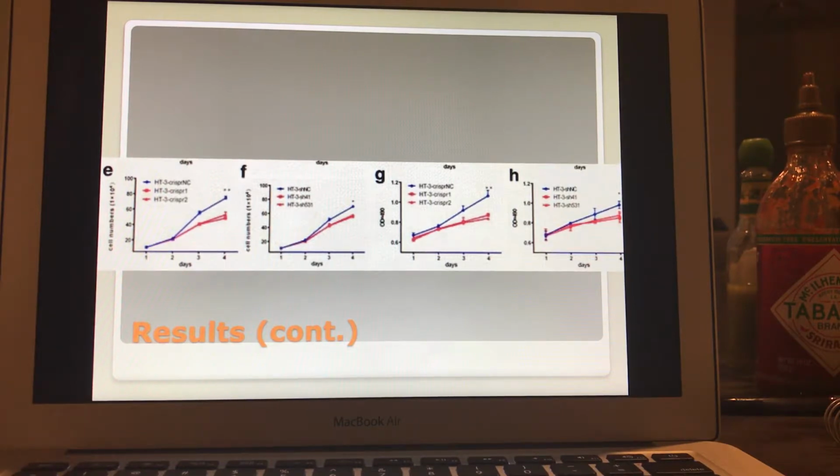Figures E through H, in a converse manner, illustrate that GDF15 knockdown in HT3 cells using both CRISPR-Cas9 mediated gene editing and shRNA technologies resulted in significant decreases in cell growth and viability. The combination of these results demonstrated that GDF15 protein stimulated the proliferation of cervical cancers in vitro, in both an autocrine and paracrine manner.